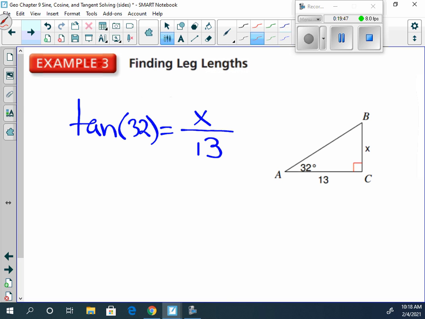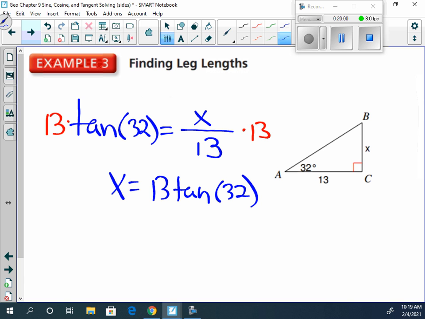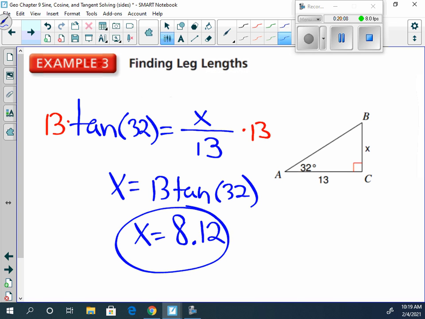Yes. And to get x by itself, we're going to multiply both sides by 13. And I get x is equal to 13 tangent of 32, which is 8.1 if we're rounding to the nearest tenth. Any questions on this here? Yes.